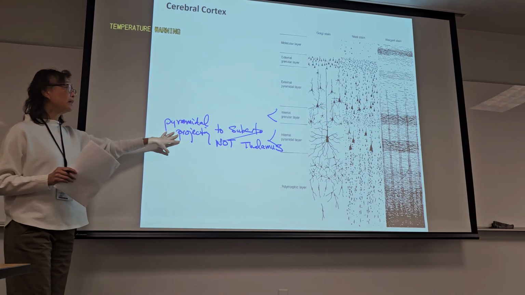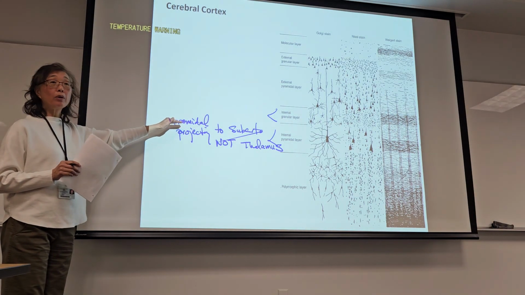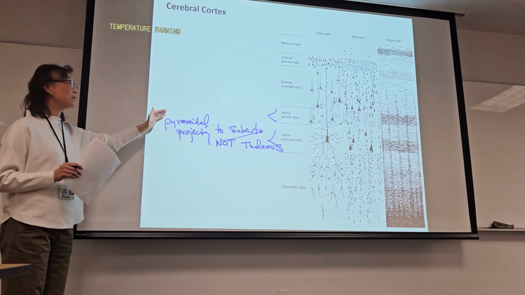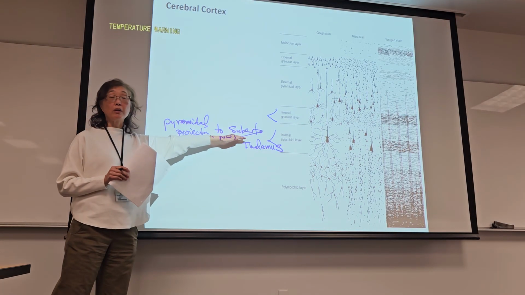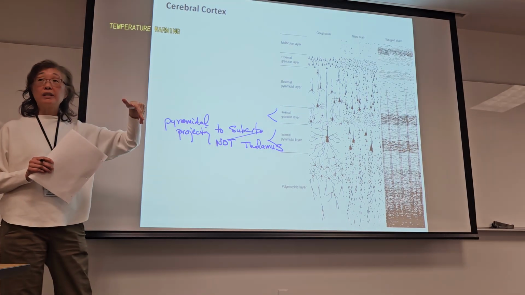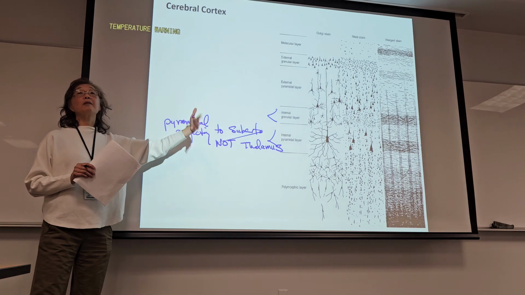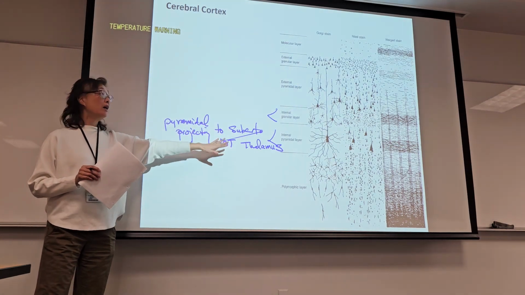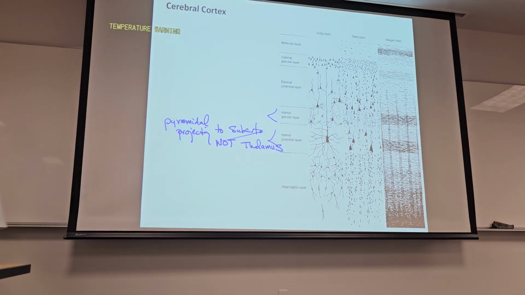So, pyramidal layers, these are not cortical, these are pyramidal neurons that go to subcortical, which means anything but a cortex, and then things like basal ganglia, the brainstem, etc., but not the thalamus.